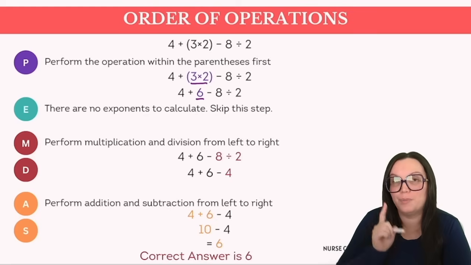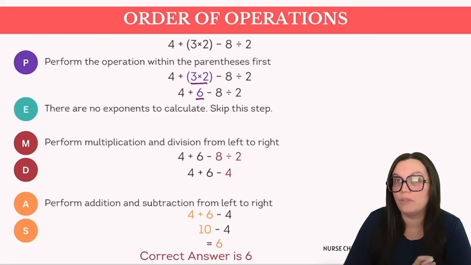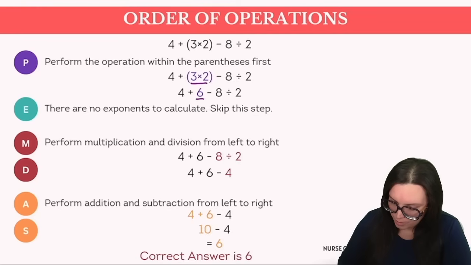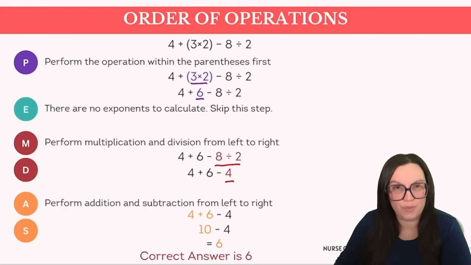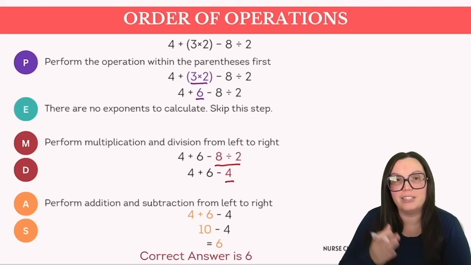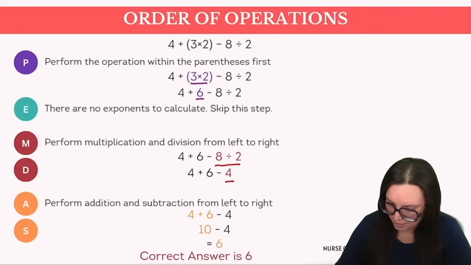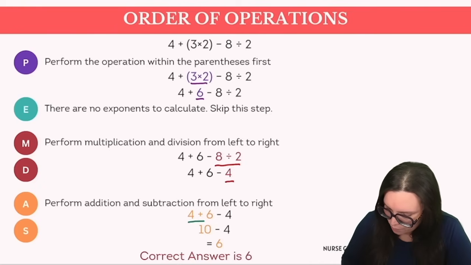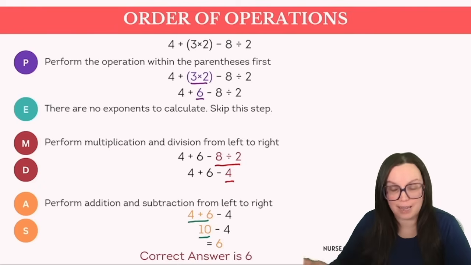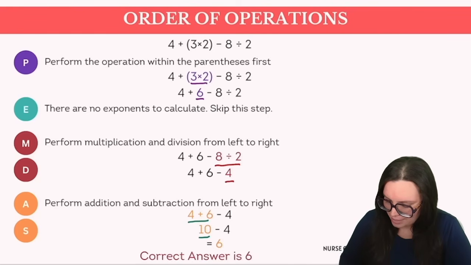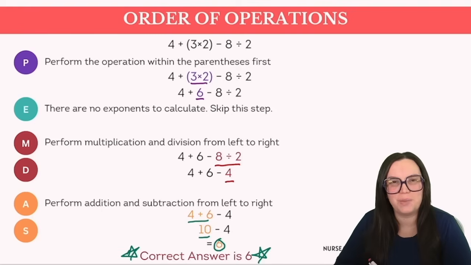Then we're going to perform multiplication and division. Remember, we're moving from left to right. So the only multiplication and division that I can see is the 8 divided by 2. We're going to perform that operation and it's going to give us 4. And then lastly, we're going to finish up with our addition and subtraction, again, moving left to right. Nothing takes precedence over anything else. So in this particular case, we have 4 plus 6. That's going to give us 10. We're going to drop down our minus 4, and that is going to give us 10 minus 4 is equal to 6. So the correct answer for this equation is going to be 6.